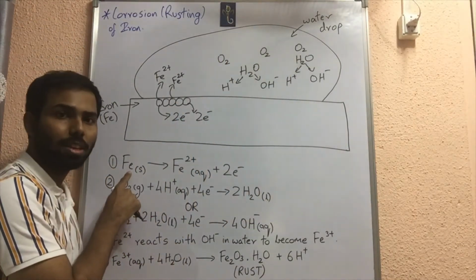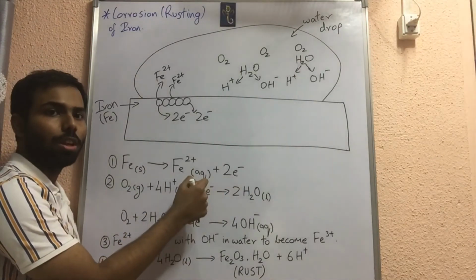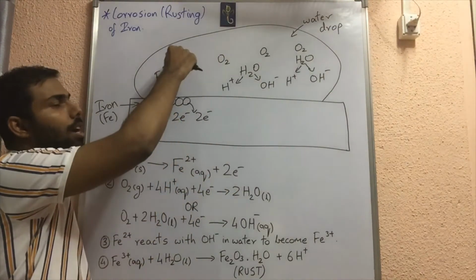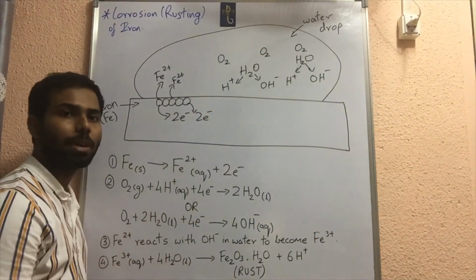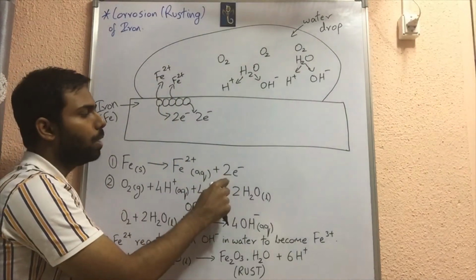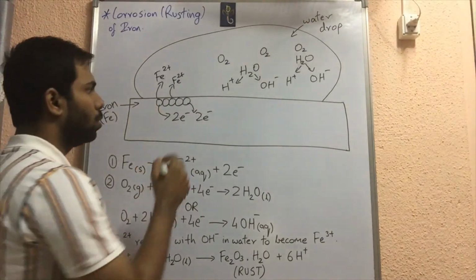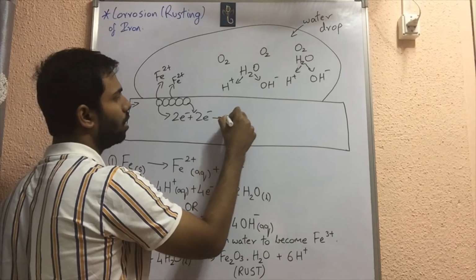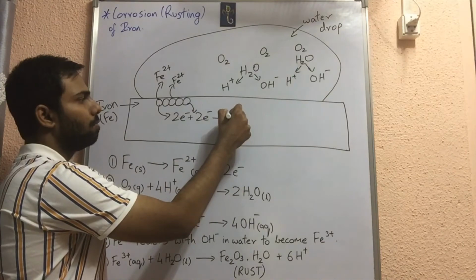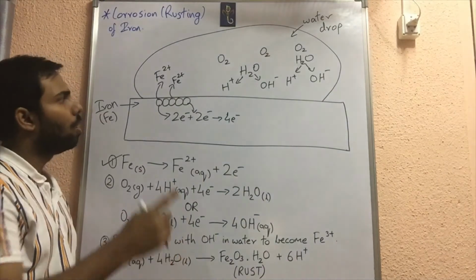Fe in solid form, iron in solid form, is going to split into Fe2 plus. Why is aqueous written here? Because Fe2 plus goes into the water. Whatever is mixed inside water, we call it an aqueous solution. So Fe2 plus goes into water and 2 electrons are left inside the iron piece. Now what is 2 electrons plus 2 electrons? We will get 4 electrons, right? So we are ending up with 4 electrons after the first step. So the first step is done. Another thing is, what is happening here?